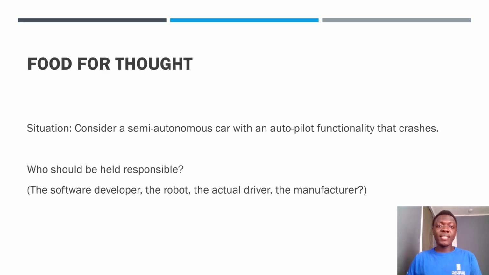Before I end this presentation, guys, I would like to share a little food for thought with you. Now let's consider a semi-autonomous vehicle or a semi-autonomous car which has an autopiloting functionality in it. Let's assume that this car crashes. Who will be at fault, or who is to be blamed? Is it a software developer? Is it a robot? Is it the actual driver?